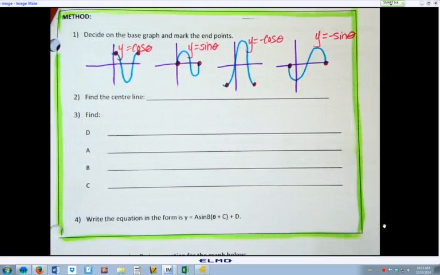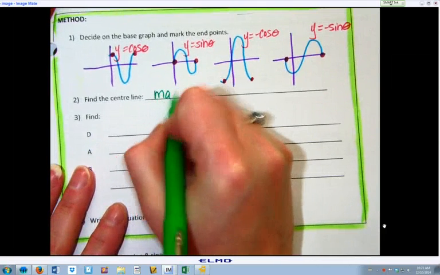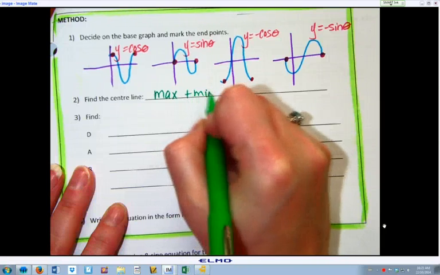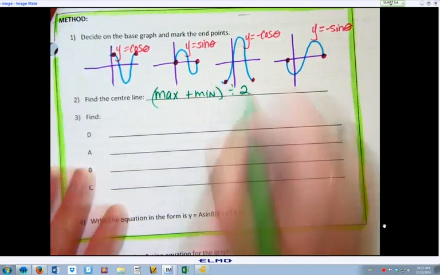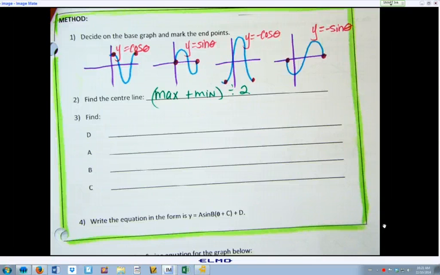First thing you need to do is calculate the center line. How do we calculate the center line? We take whatever the max value is, we add it to the min value, and then we divide by 2. All I'm doing is averaging. I'm going halfway between the max and min.